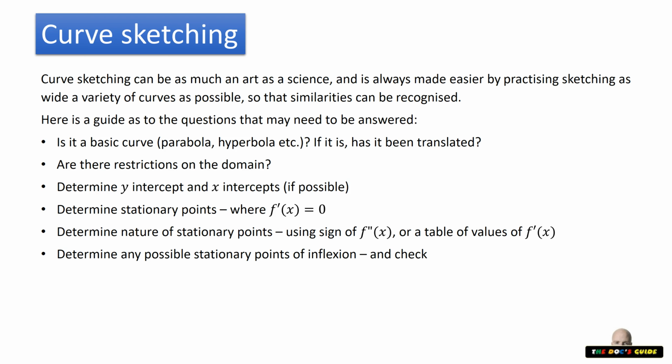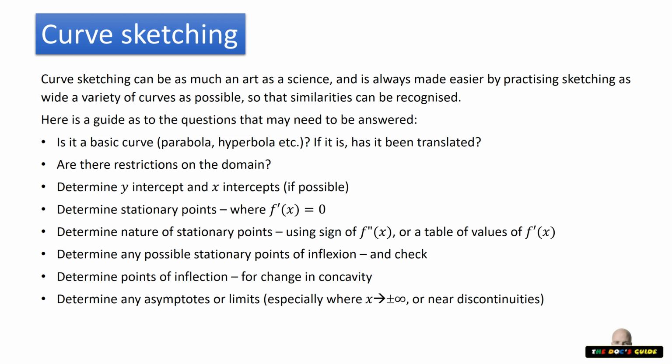We can determine and investigate further any possible stationary points of inflection. So they're the points where our first and second differential equals 0, and we need to check what's happening in terms of concavity and slope either side of those points to be sure of what they are. And we can also determine straight points of inflection. So that's where the second differential equals 0, but not the first differential. So these will be points where concavity changes on our curve.